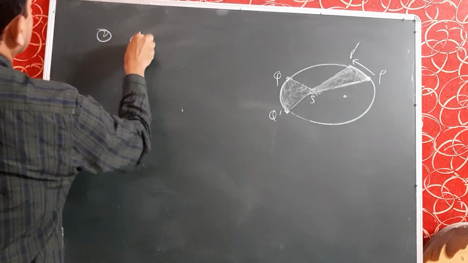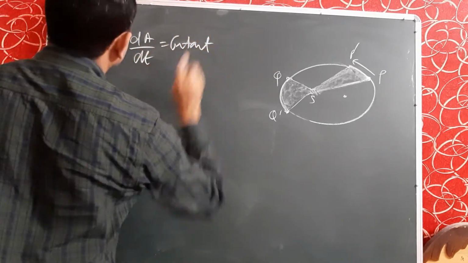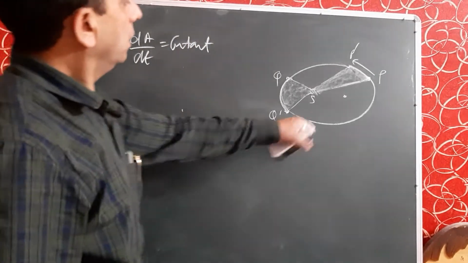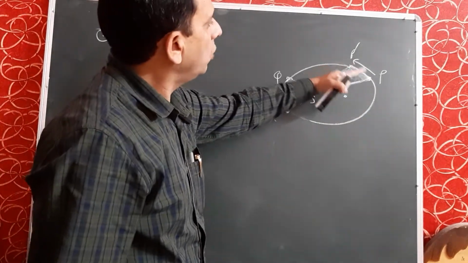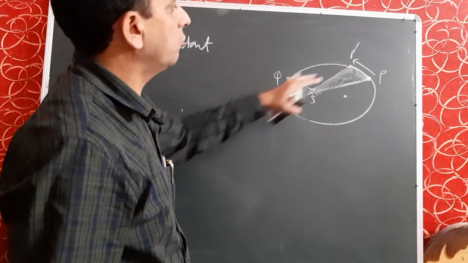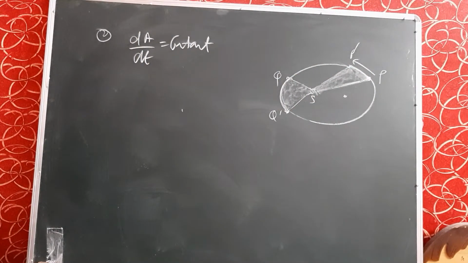The second law means the rate of change of area is always constant, or the line joining the sun and planet sweeps equal area in equal intervals of time. So area is always constant. The second law. We will prove this law by using the concept of area.